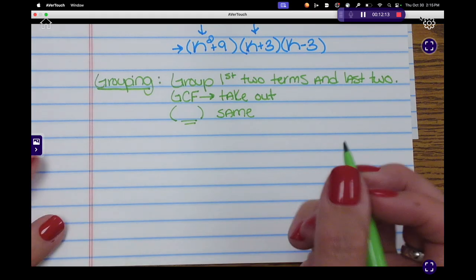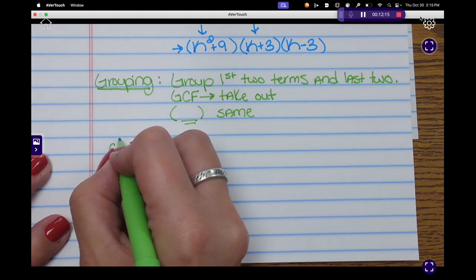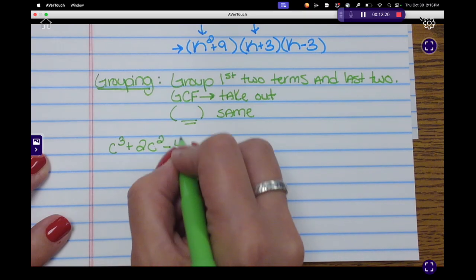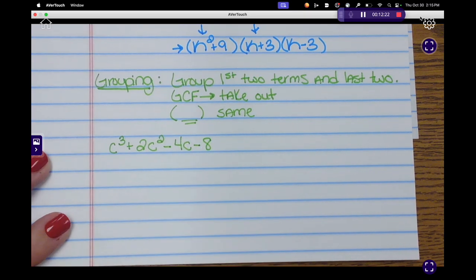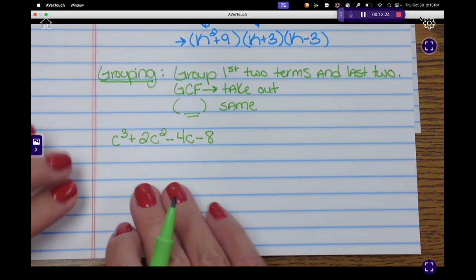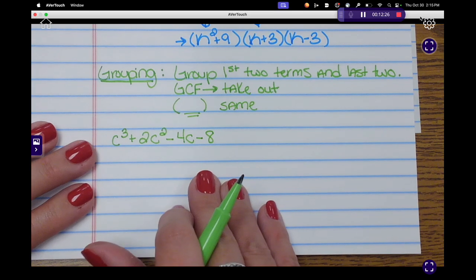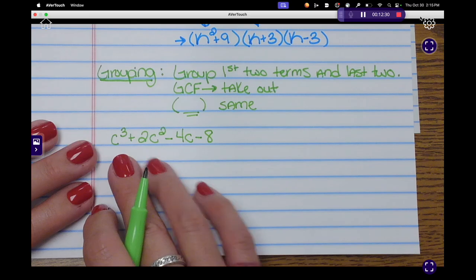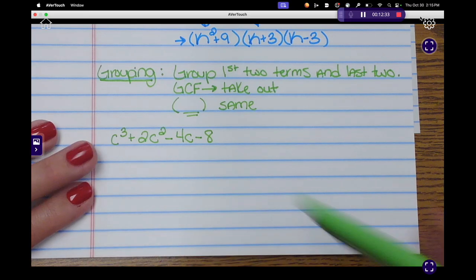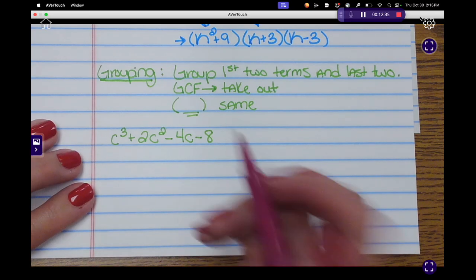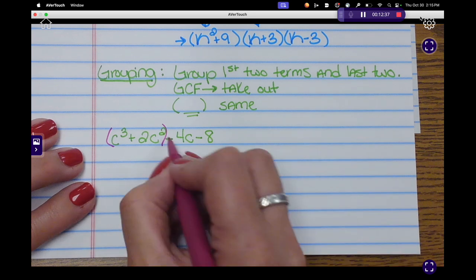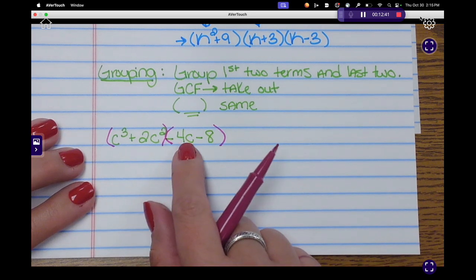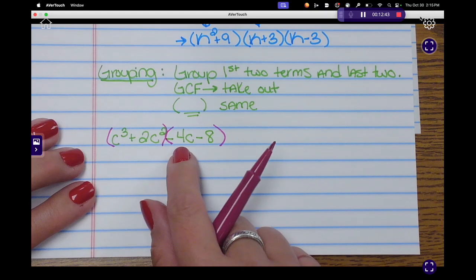For example, if I have c to the 3rd plus 2c squared minus 4c minus 8. I can't do the slide and divide method because it's not a trinomial. This is not a sum or a difference of cubes. It has 4 terms. When it has 4 terms like this, we are going to group the first 2 and the last 2. Make sure you realize that the subtraction is attached to that 4, so that's why I put my parentheses here.